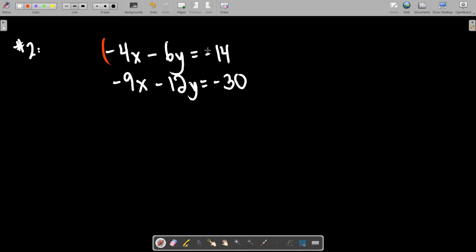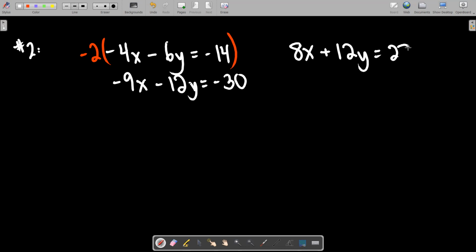Okay. And that's what homie B over here tried to do also. So that could have been where things went south. So when we multiply by negative 2, what are we going to get? What are we going to get? I got 8x plus 12.